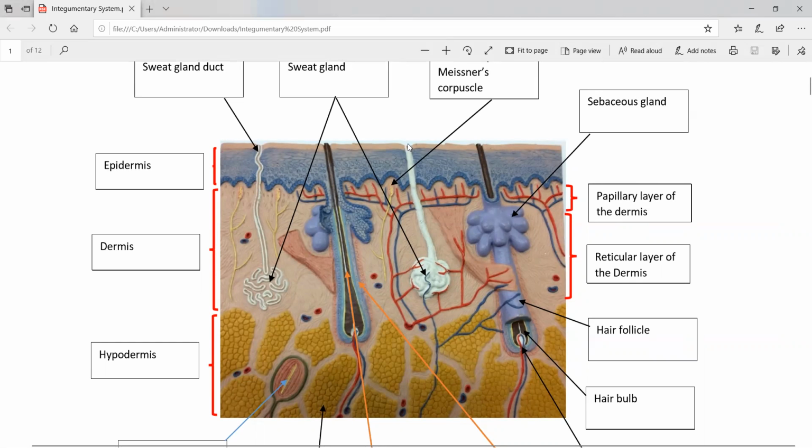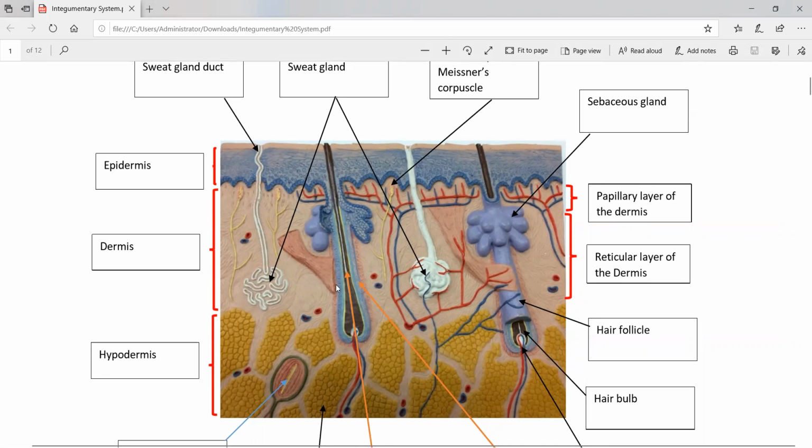So on a hot summer day, your sweat glands are steadily producing sweat. That sweat is released and travels up the sweat gland duct and is released through holes on the skin called your sweat gland pores or pores of the sweat gland.